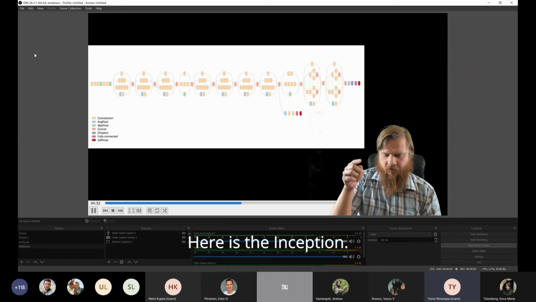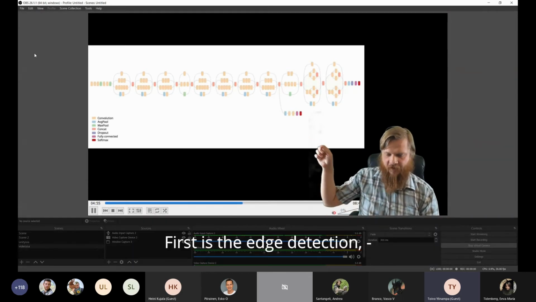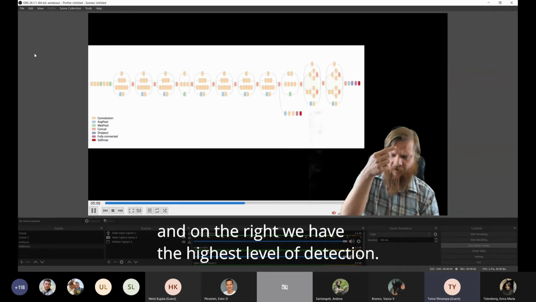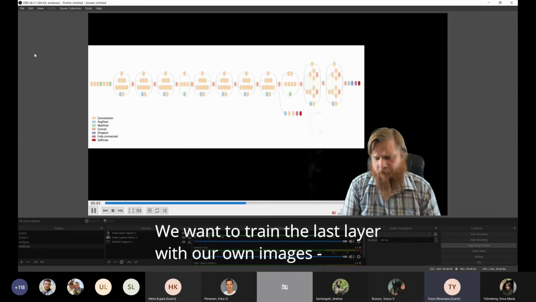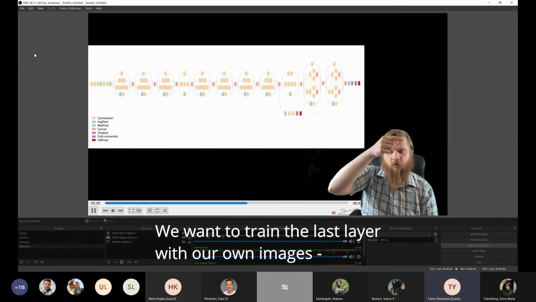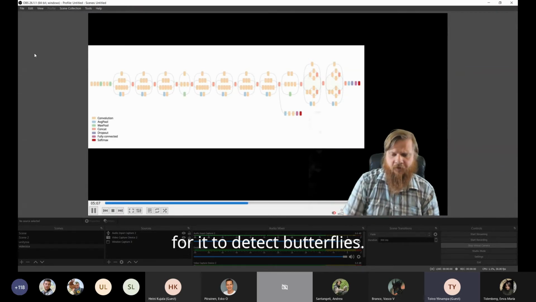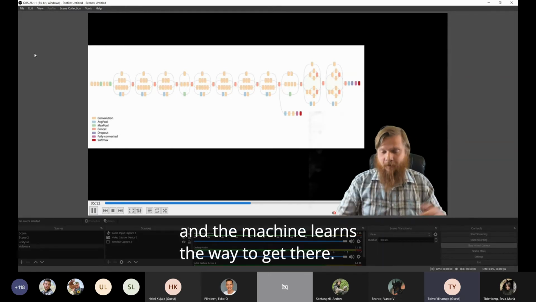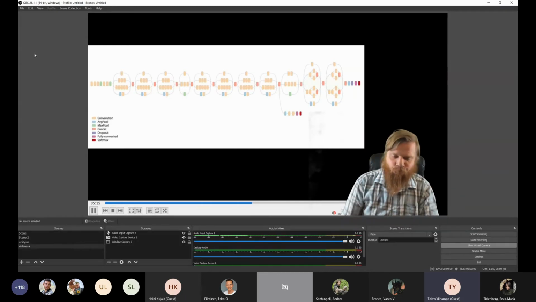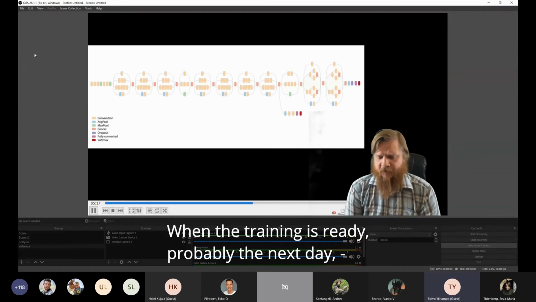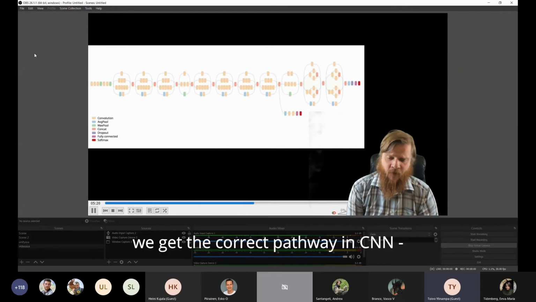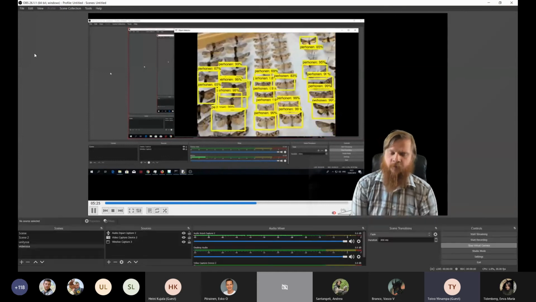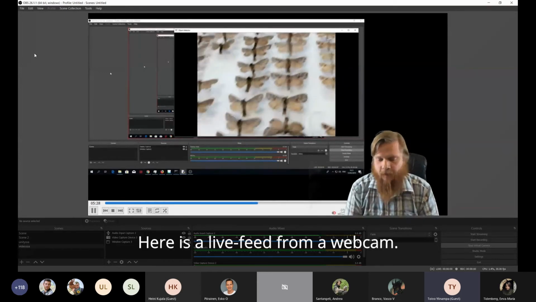Here is the Inception. First is the edge detection, then shape detection, and on the right we have the highest level of detections. We want to train the last layer with our own images for it to detect butterflies. We define the outcome and the machine learns the way to get there. When the training is ready, probably in the next day, we get the correct pathway in CNN and export it into a Python program. Here is a live feed from a webcam.